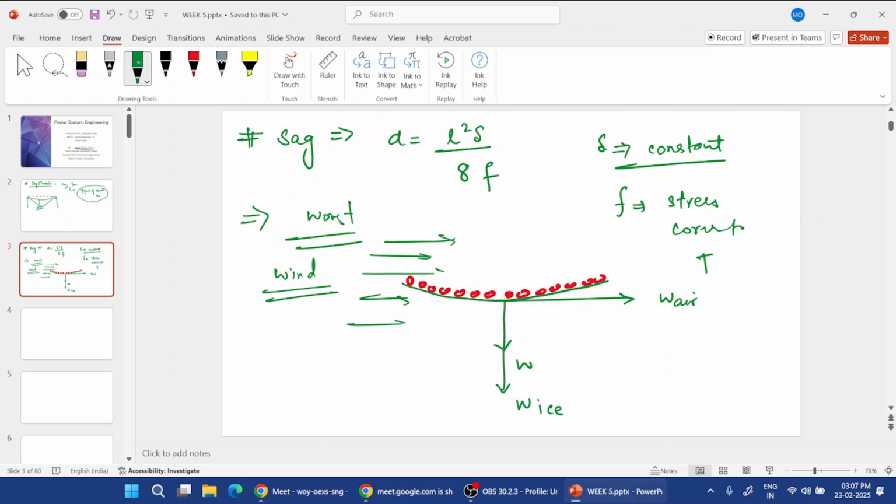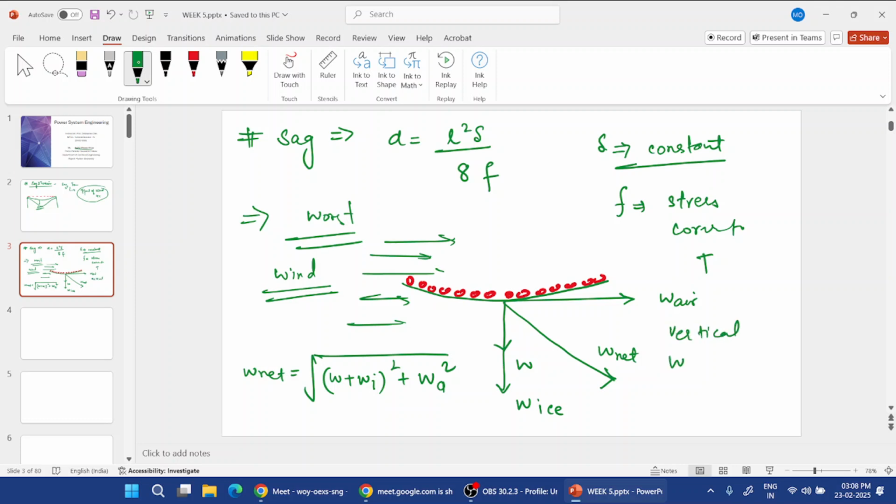So these are the two vectors, and their net loading will be a resultant vector W net. That W net is calculated by the square root of W plus Wi whole square plus Wa square. It is a basic formula to calculate the resultant or total loading. In the vertical direction, the loading is due to the weight of the conductor and the ice.